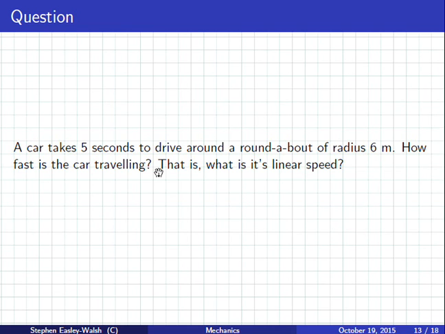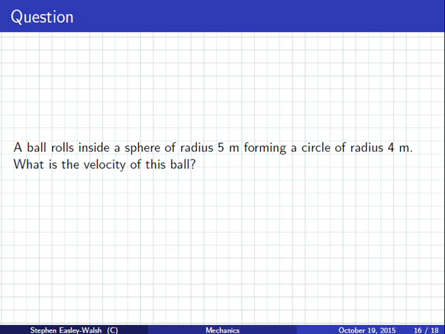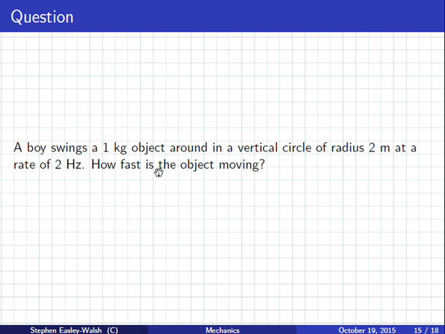A plane is banking. Actually, sorry, I did this one already. I did this question in 2 parts. Oh yeah, so this is the next one. Yeah, okay, so I'll draw this one.